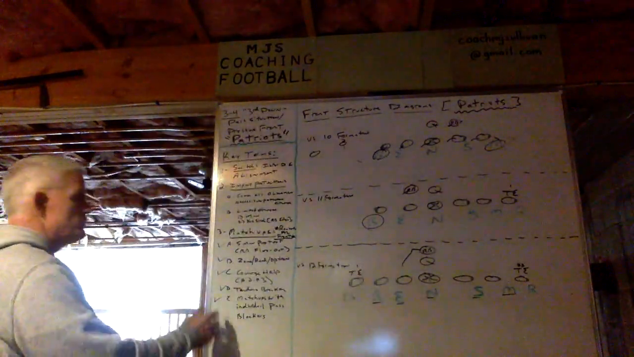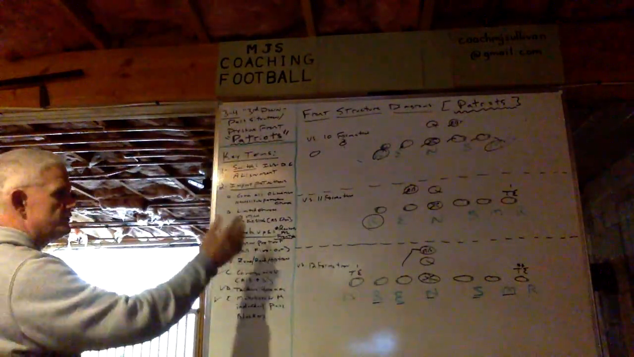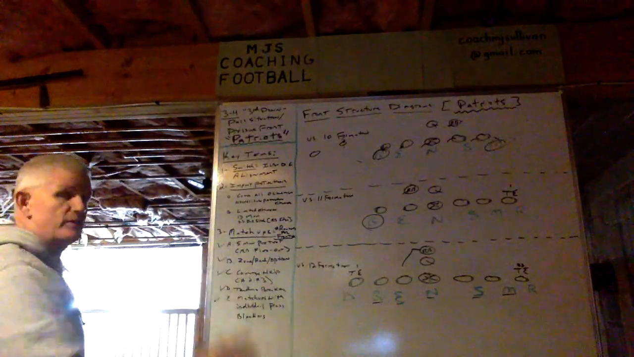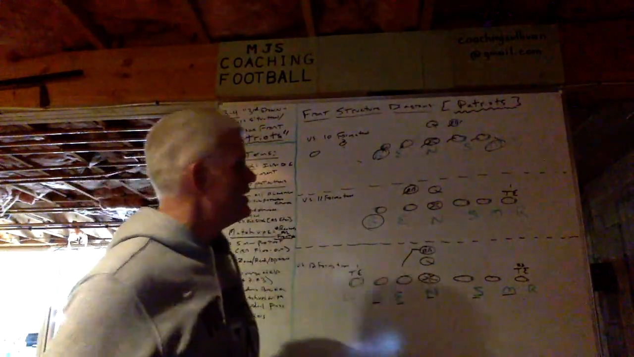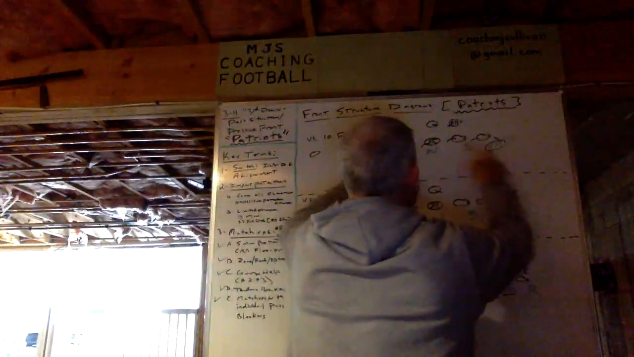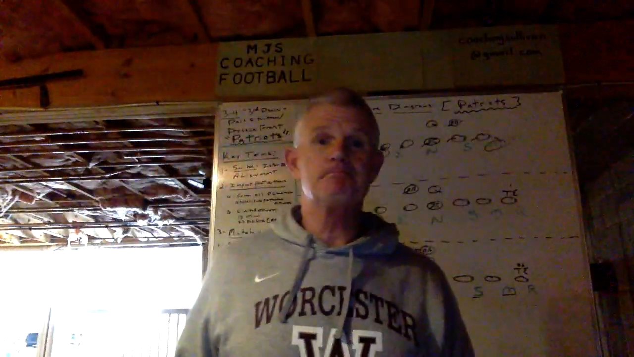All righty. So these would be the 5 reasons, the 5 different ways to match up that we would run Patriot, which again is just simply switching in our base package the inside linebackers and the defensive ends in terms of where they line up.